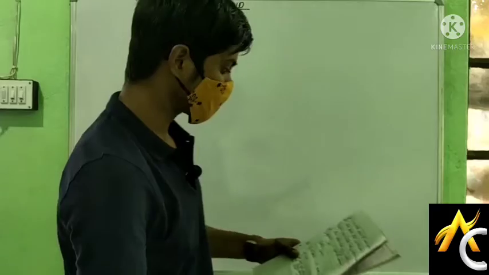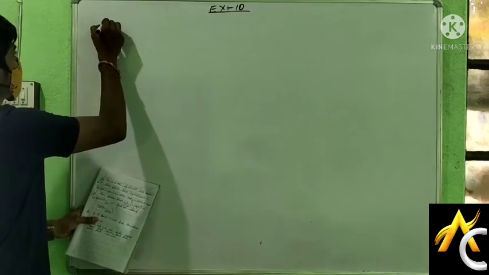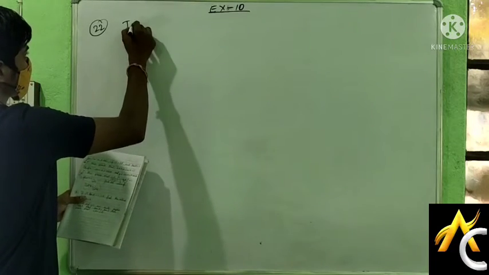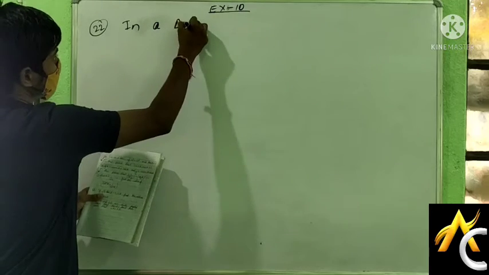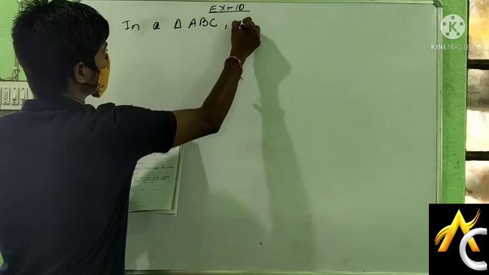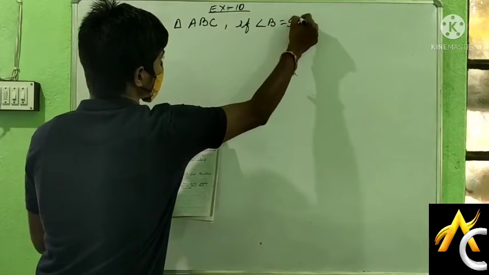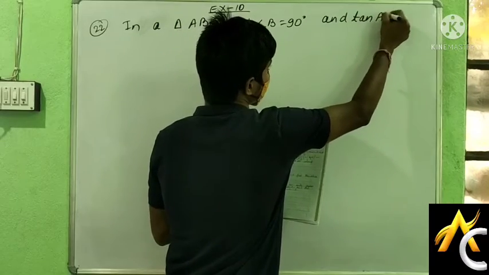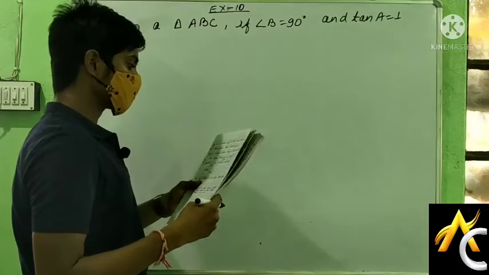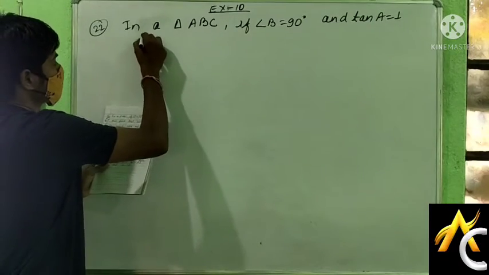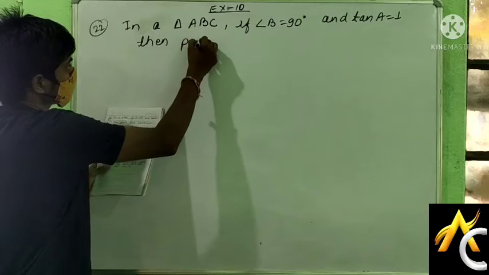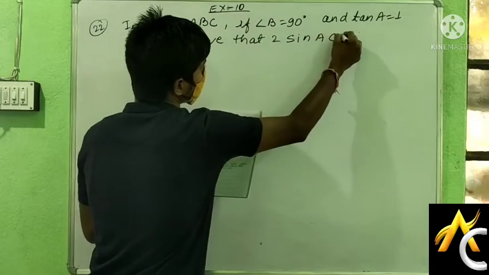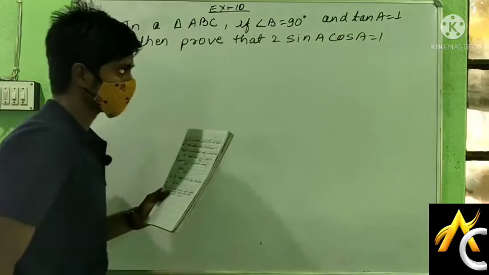Now question number 22 is: in a triangle ABC, if angle B is equal to 90 degree and tan A is equal to 1, then we have to prove that 2 sin A cos A is equal to 1.